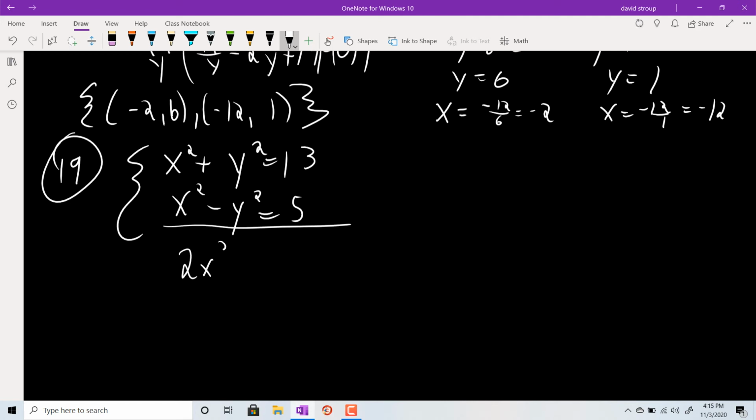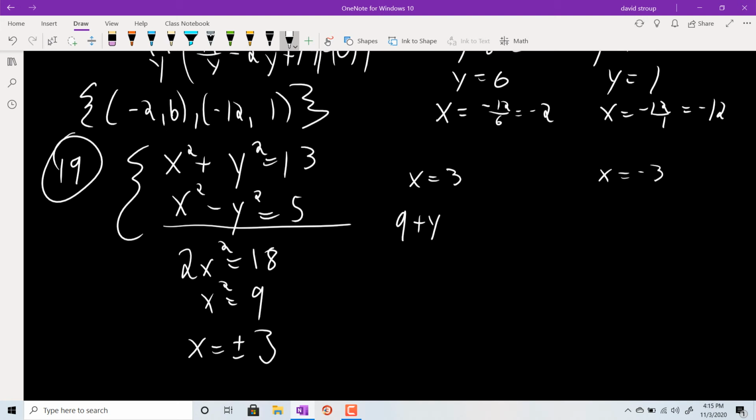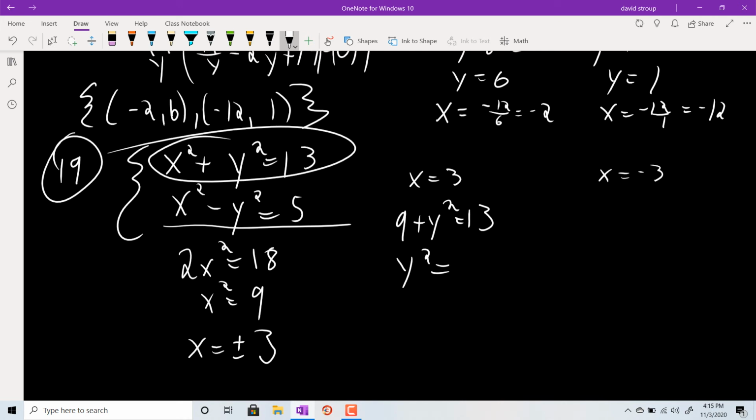We'll have 2x squared equals 18. Divide by 2. X squared is 9. So x is plus or minus 3. Okay, so x is 3, or x is negative 3. So if I plug in 3, I'll have 9 plus y squared equals 13. I just picked the first equation I saw. Move the 9 to the other side. Take the square root property, plus minus root 4, which is plus or minus 2.